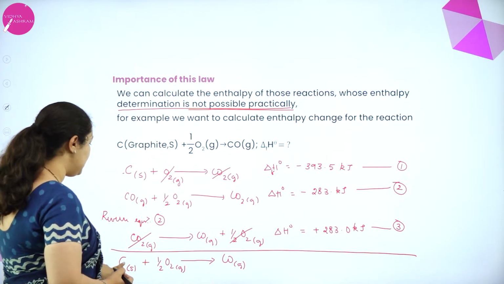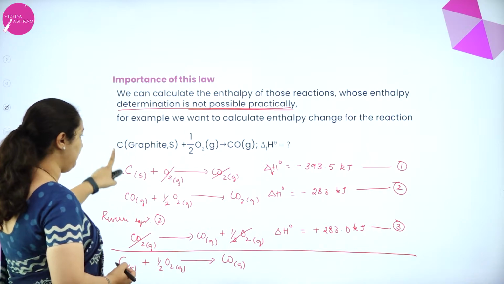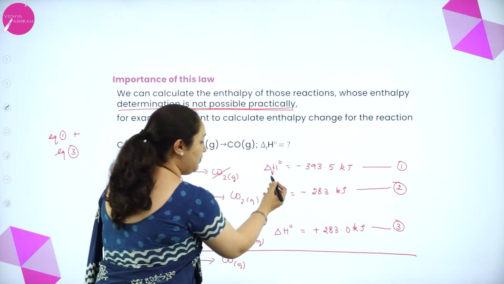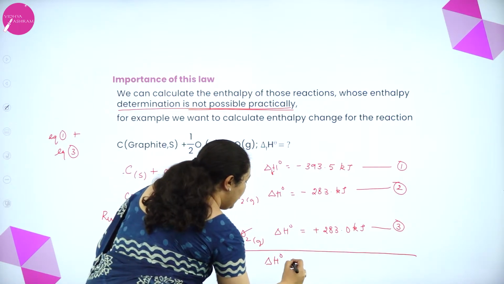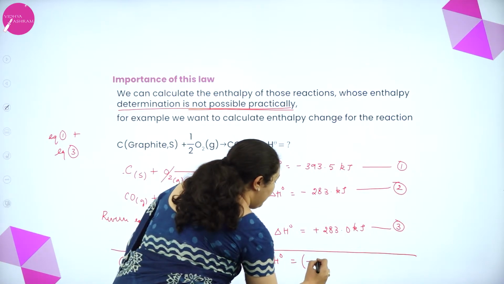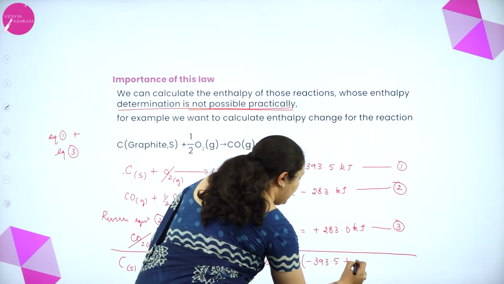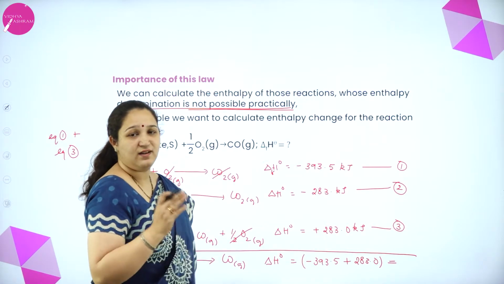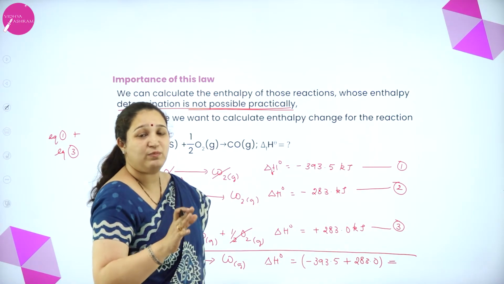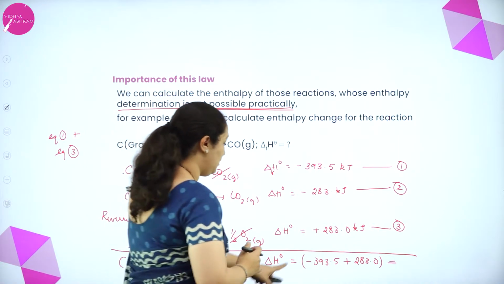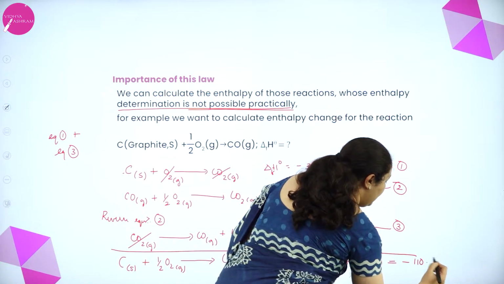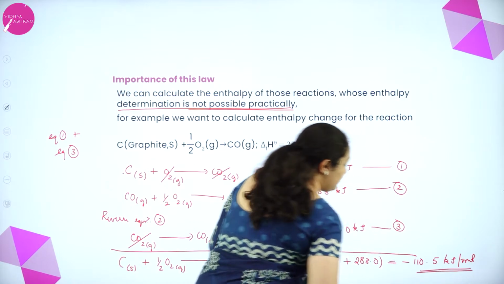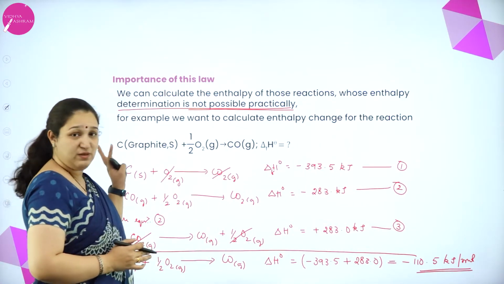Now you compare this equation with the required equation. Isn't it same? Yes? Correct? So what will be the delta H? Again equation 1 plus equation 3 delta H naught I have to take. Delta H naught for formation of carbon monoxide is minus 393.5 plus 283.0. This will be delta H naught for formation of carbon monoxide. And the value is what? Minus 110.5 kilojoules per mole.